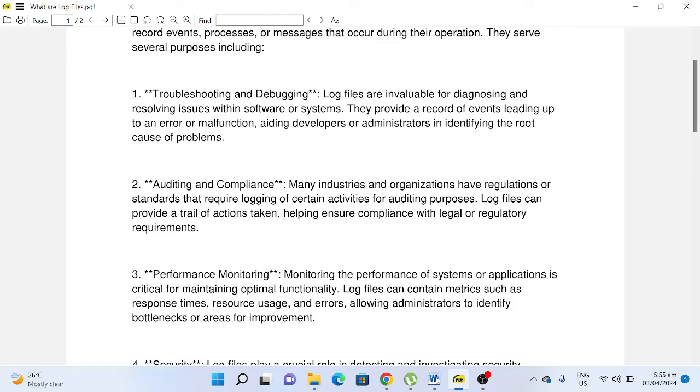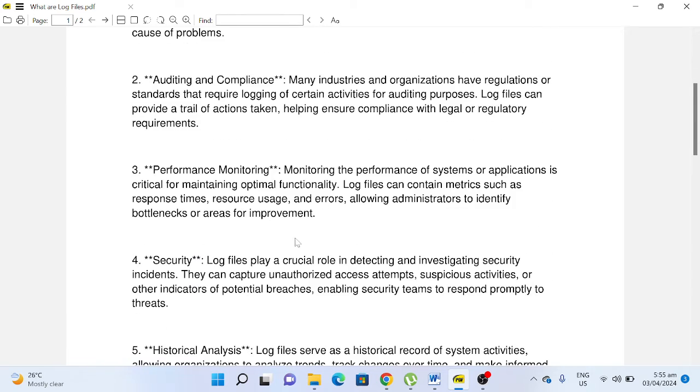Number 3, performance monitoring. Monitoring the performance of systems or applications is critical for maintaining optimal functionality. Log files can contain metrics such as response times, resource usage, and errors, allowing administrators to identify bottlenecks or areas for improvement. Number 4, security.